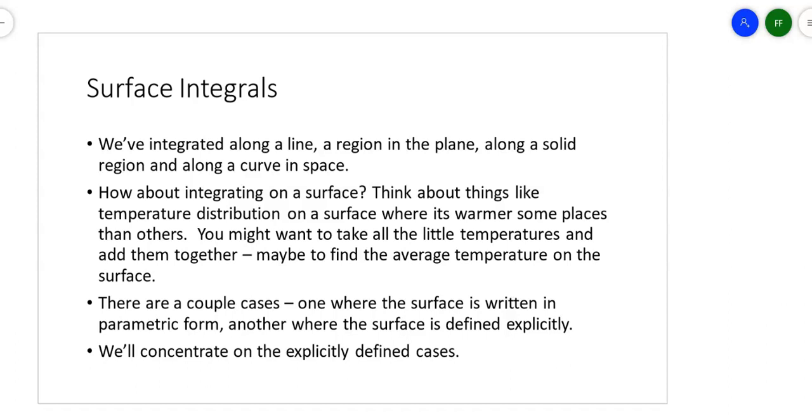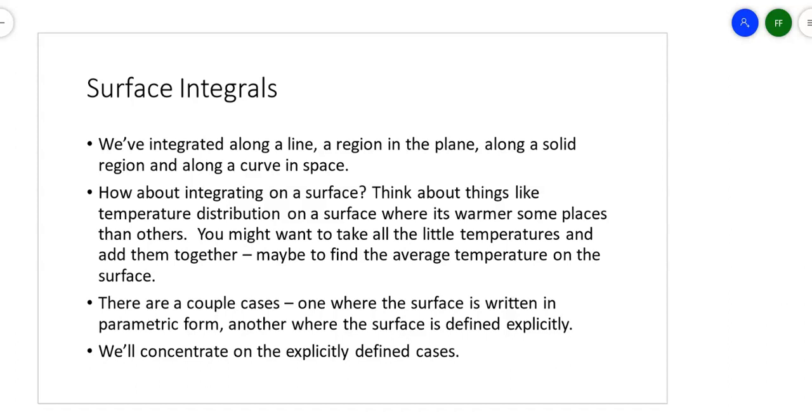The example that I gave up here in the PowerPoint was temperature distribution on a surface. If you think of adding up all those little temperatures together, you might be able to find the average temperature on that surface. Now, there's two different versions of this, one in which the surface is written in parametric form, the other where the surface is defined explicitly.